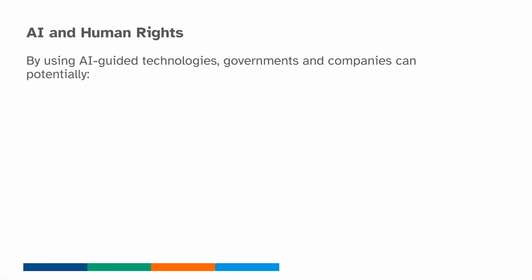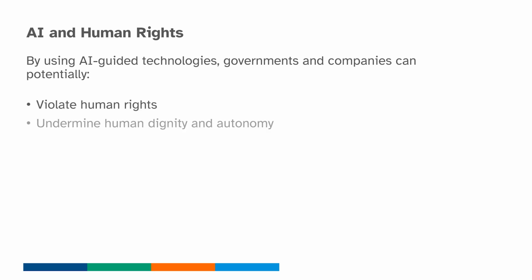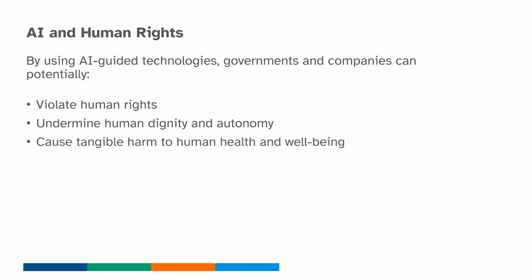By using AI-guided technologies, governments and companies can potentially violate human rights, undermine human dignity and autonomy, or cause tangible harm to human health and well-being. These violations may not be foreseen during development of an AI technology and may emerge only once the technology evolves in real-world use.